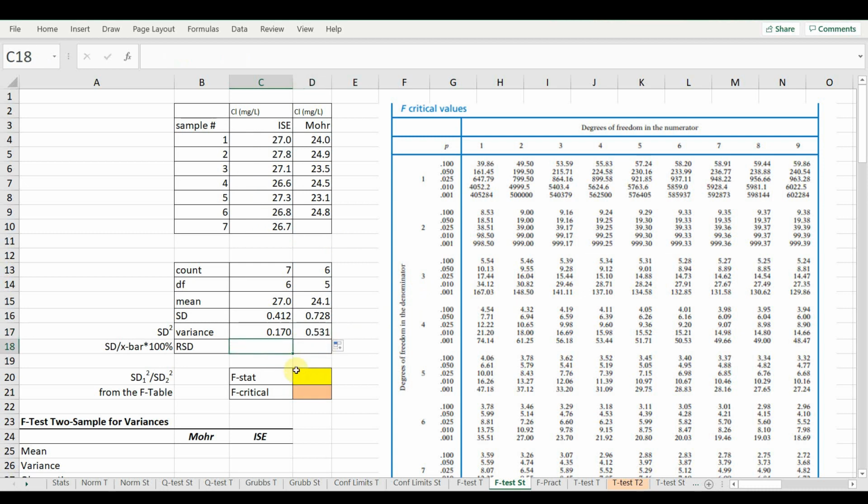Anytime you report a standard deviation, you must also report the relative standard deviation. That's equal to the standard deviation divided by the average value times 100%.